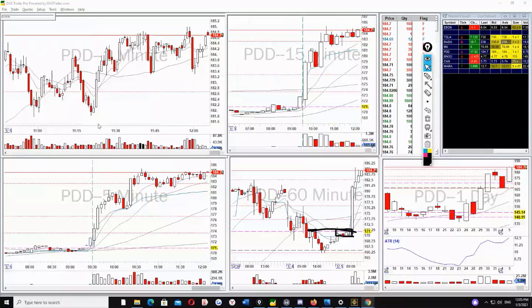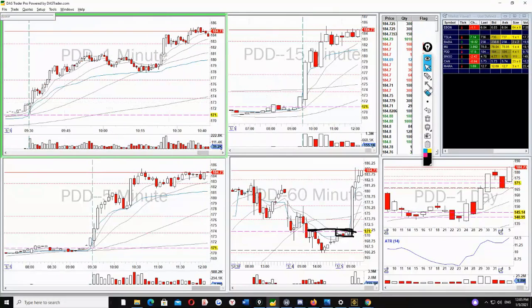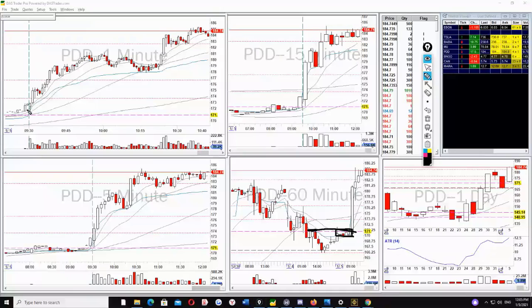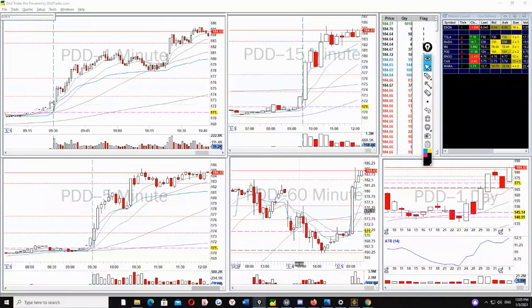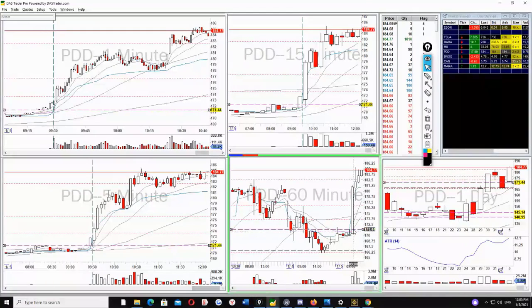Let's show you how this looked like here. First entry for him was at 172. You see how good this entry was? And look at this 172. It looks like, why the hell would you enter when it's going down at the open or somewhere around here? The answer is simple. Look at this. It's breaking out, and this is the retest.